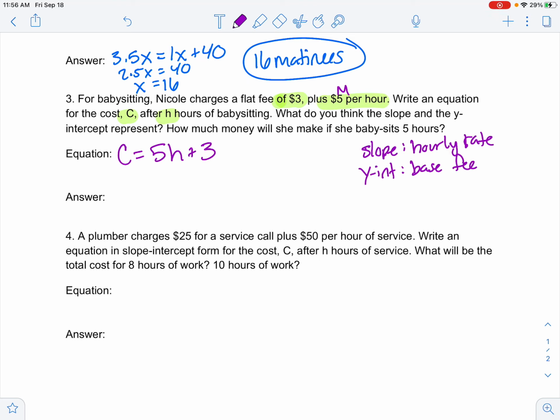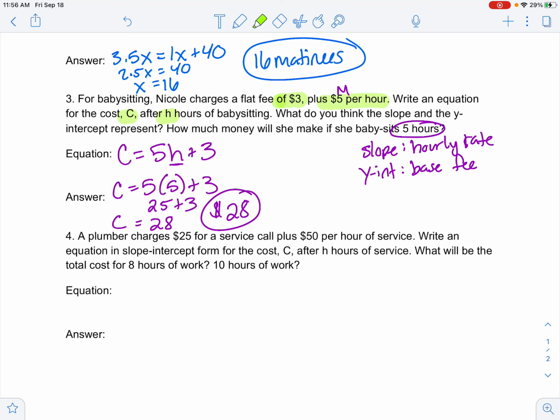Now the next line, how much money will she make if she babysits 5 hours? Okay, so I want you to take a second, pause the video, and figure out if you're plugging the 5 in for the C or the H. Okay, we should plug it in. It's 5 hours, so we're putting in for H. So we have C equals 5 times 5 plus 3. That gives us 25 plus 3, which is 28. So the cost for 5 hours is $28.